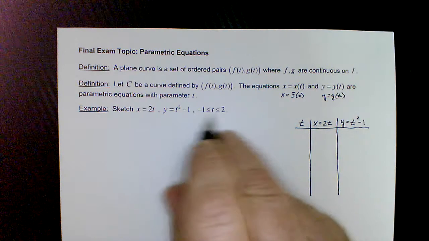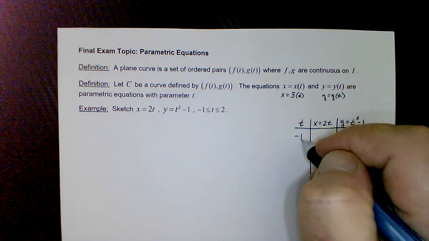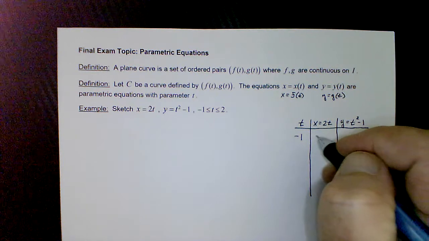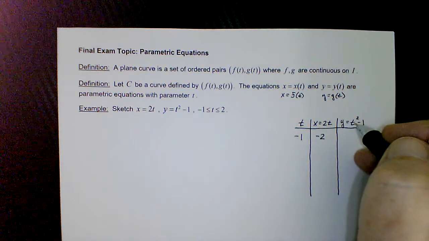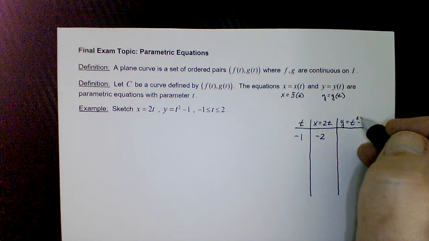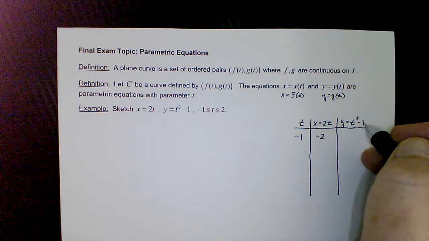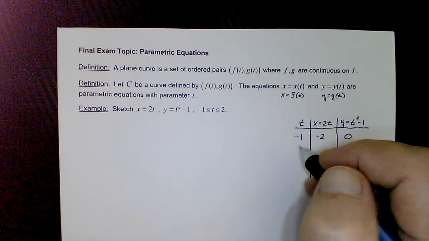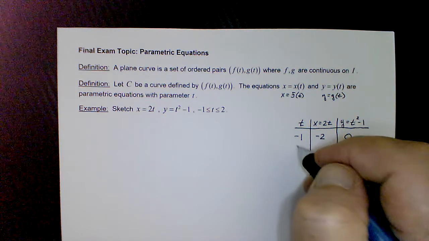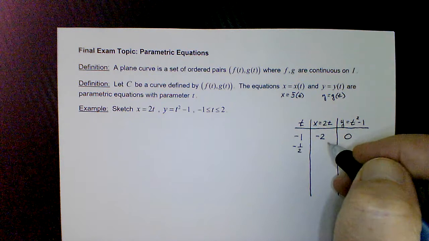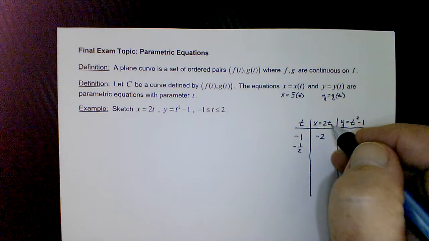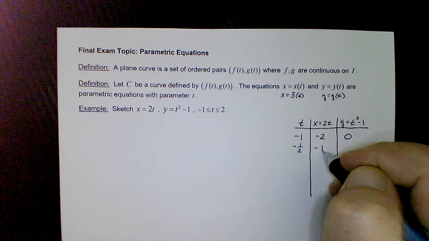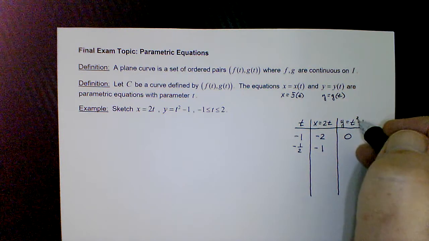Okay, so we're given a range for t. We'll start at -1. If we plug a -1 in for t here, we get 2 times -1, or x is -2. Plug a -1 in for t into y, we get -1 squared is +1, minus 1 is 0. Okay, to get a more accurate graph, instead of just jumping right to 0, I'm going to go to -1/2. If I plug a negative 1/2 in here for t, we get 2 times negative 1/2 or negative 1 for x.